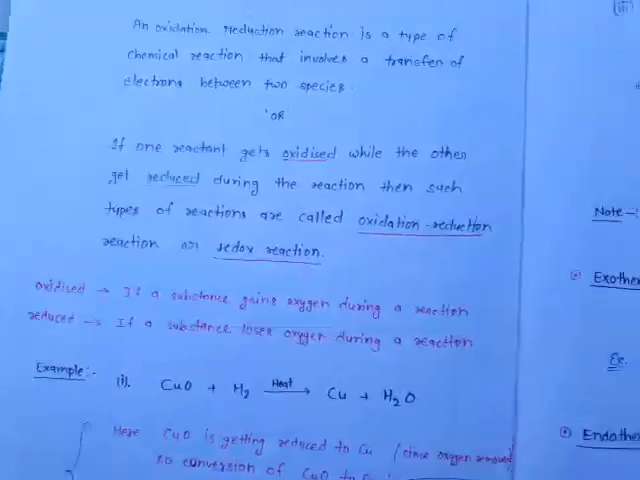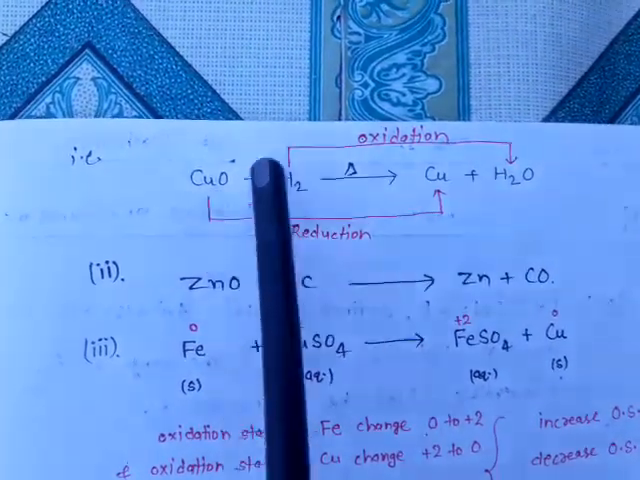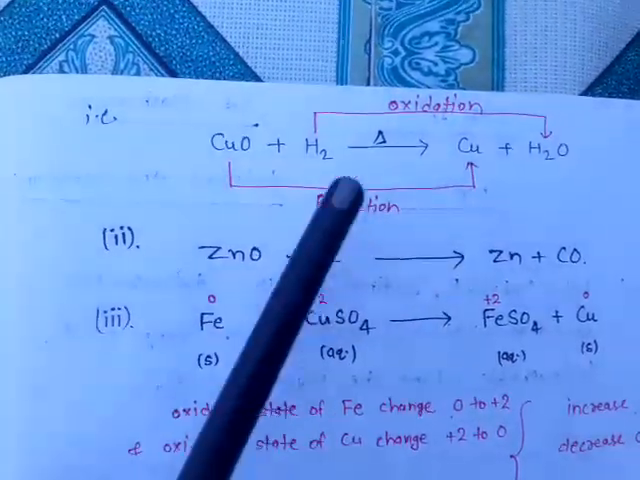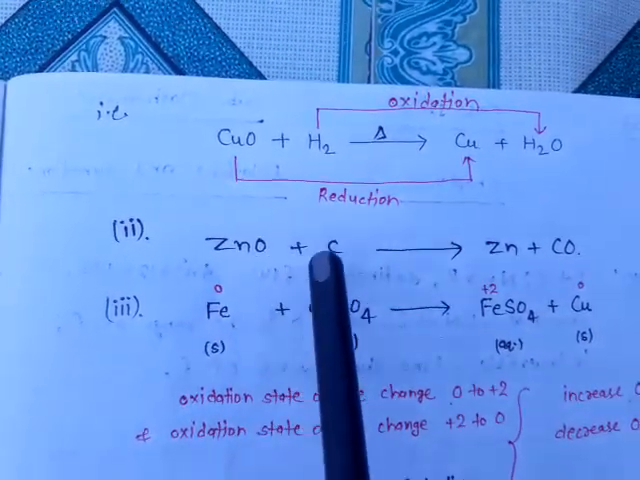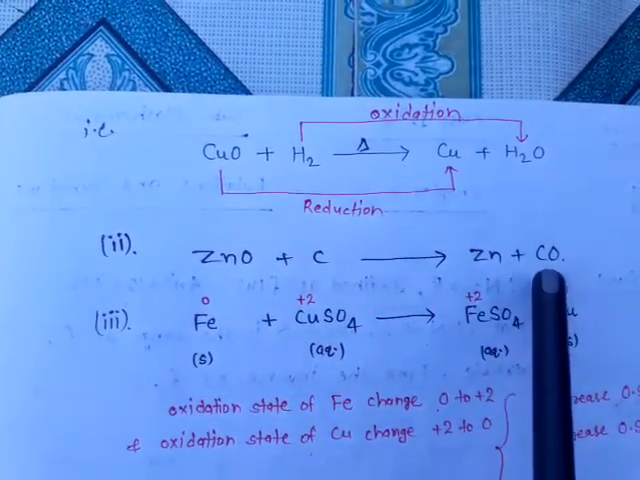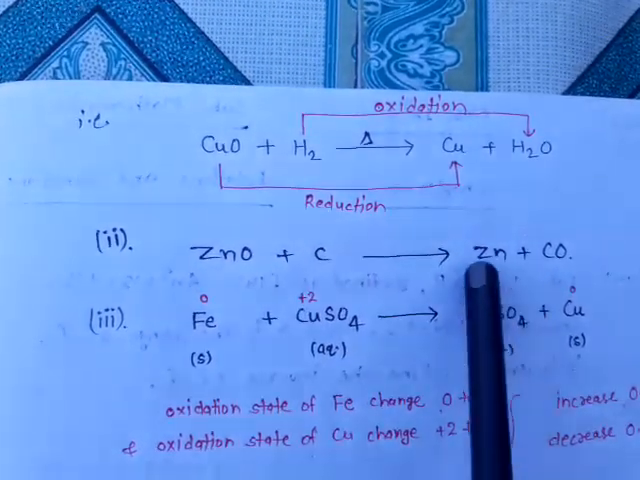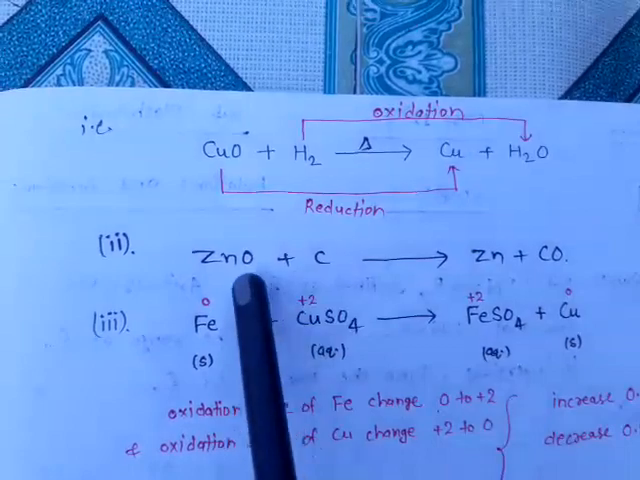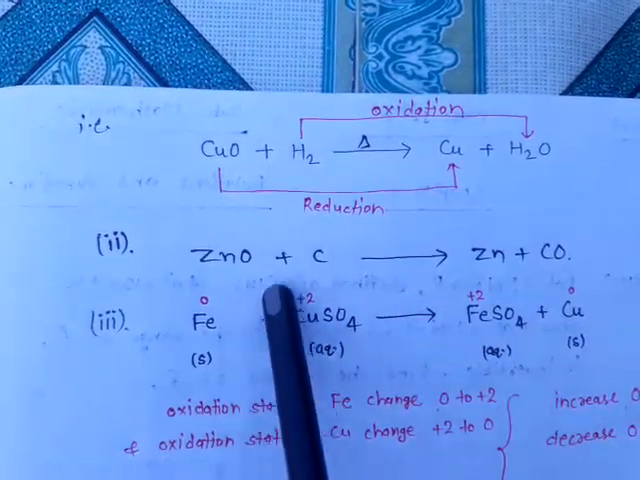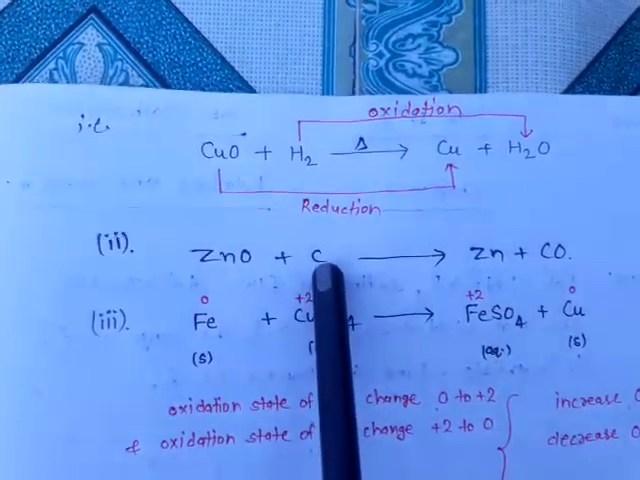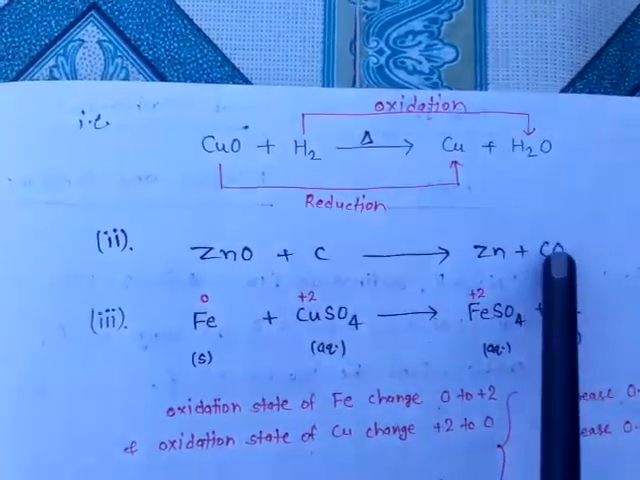Now we move to the second example. The previous example can also be written in this form: CuO converts to Cu, this is reduction, and H2 converts to H2O, which is oxidation. Now the second example is zinc oxide plus carbon gives zinc plus carbon monoxide. Here zinc oxide, zinc is combined with oxygen, and here zinc is free from oxygen. Oxygen is removed, so zinc oxide to zinc is said to be reduction, and C combined with O, here oxygen is added, so this is oxidation.